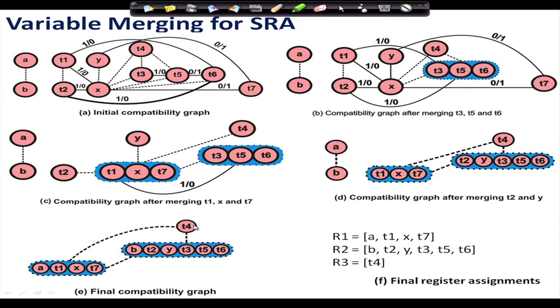T4 does not go with anything else. Therefore, T4 will be in one register, R3, and A, T1, X, T7 goes in R1, and B, T2, Y, T3, T5, T6 goes in R2. So, now I have got 3 registers. That is how we have been able to merge the variables and get 3 registers. That is how we carry out the optimization at every step.